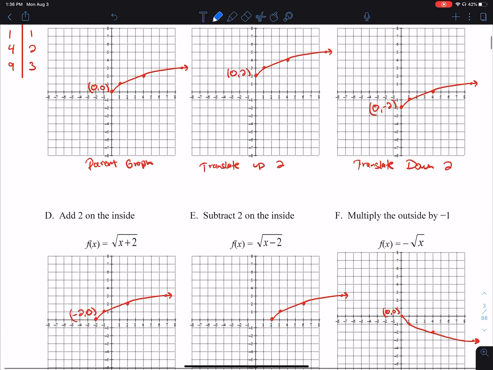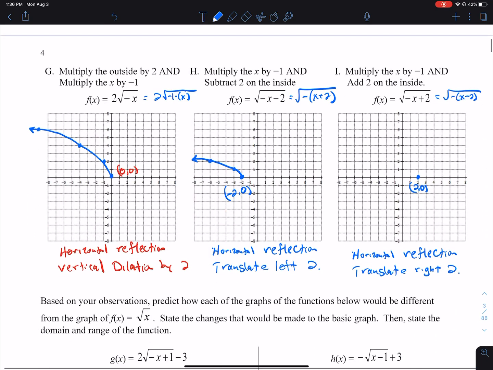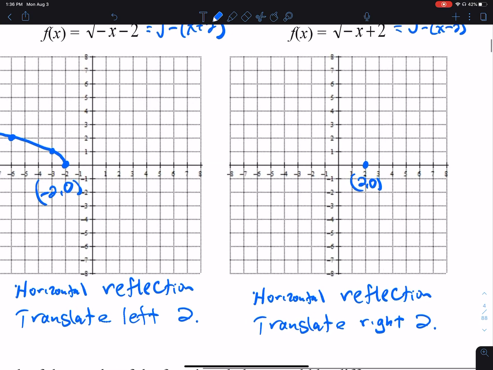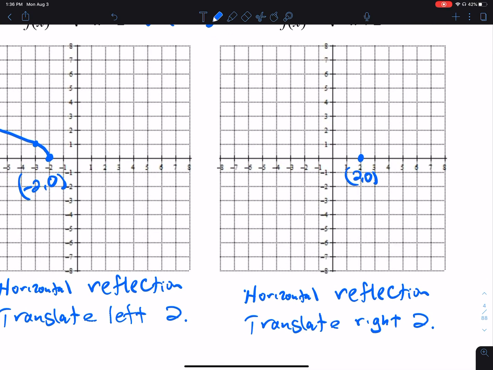I'm just going to check my other ones. All right. It appears to be the only one I made a mistake on. Horizontal reflection means we're going the opposite way horizontally. So instead of going right, we're going left. So we go left 1 and up 1. Square root of 1 is 1. From here we go left 4 and up 2. Square root of 4 is 2. We go left 9 and up 3 because the square root of 9 is 3. So our curve would look something like this.